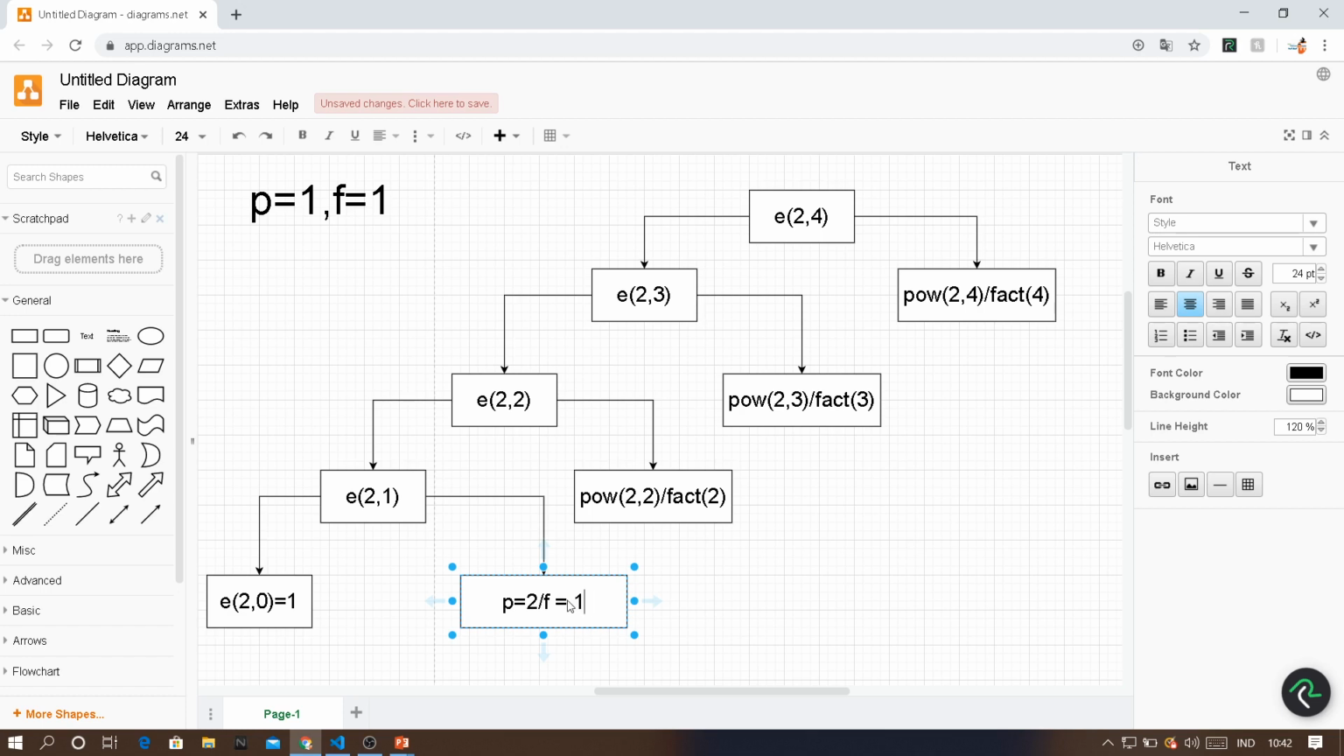Okay, so now what you have to do? You have to add the answer which is returned by this recursive call, which is 1, and you have to be adding p divided by f.